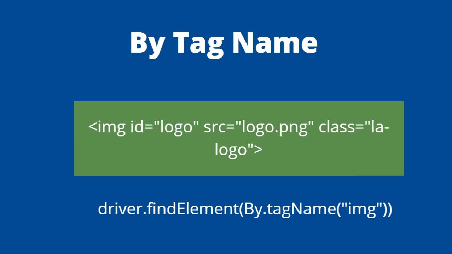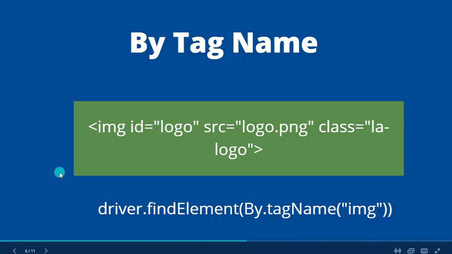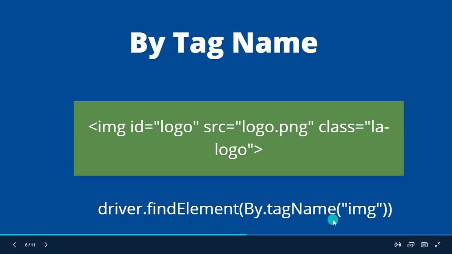And the next one is by tag name. What we mean by this is, let's say in your particular web application you have only one image. For identifying that particular image, you can use the tag of that image, which is img, which we use in the HTML, and we will define that as driver.findElement by tag name, and the tag here is img. So using the img, it is going to find that particular web element.